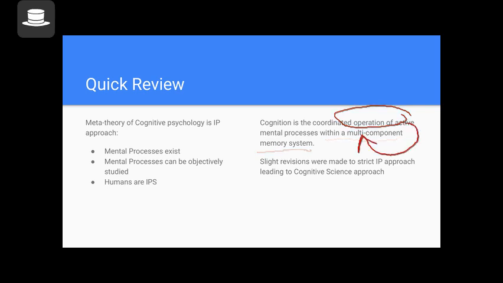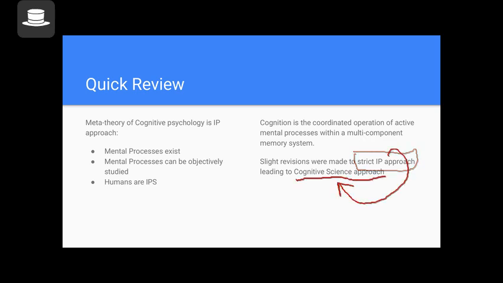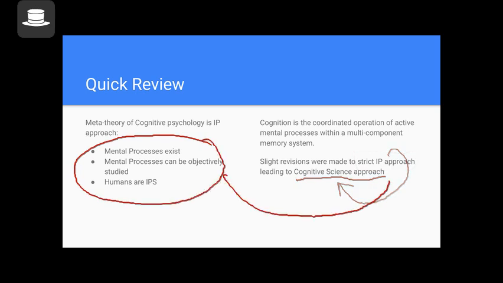Then we also discussed in the same unit that cognitive psychology adopted the IP approach, a strict IP approach to start with, but eventually it made some revisions, and the new approach is called the cognitive science approach. Keep in mind that these three basic assumptions or meta theories remain the same even in the cognitive science approach. What is different is some specific aspects of the model, which we will talk about in this particular lecture.